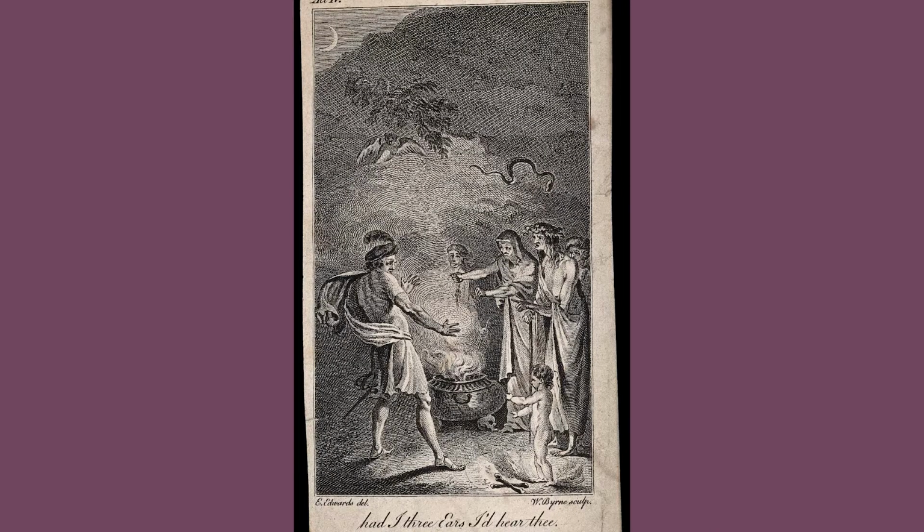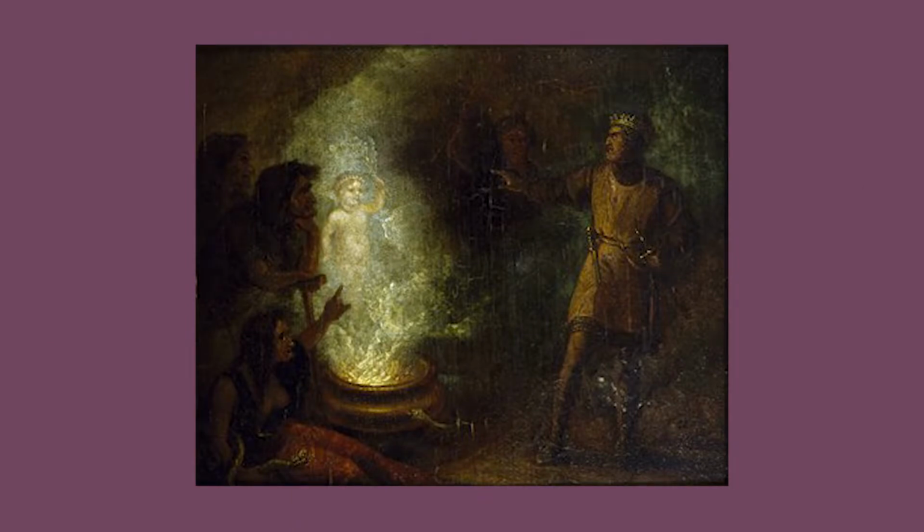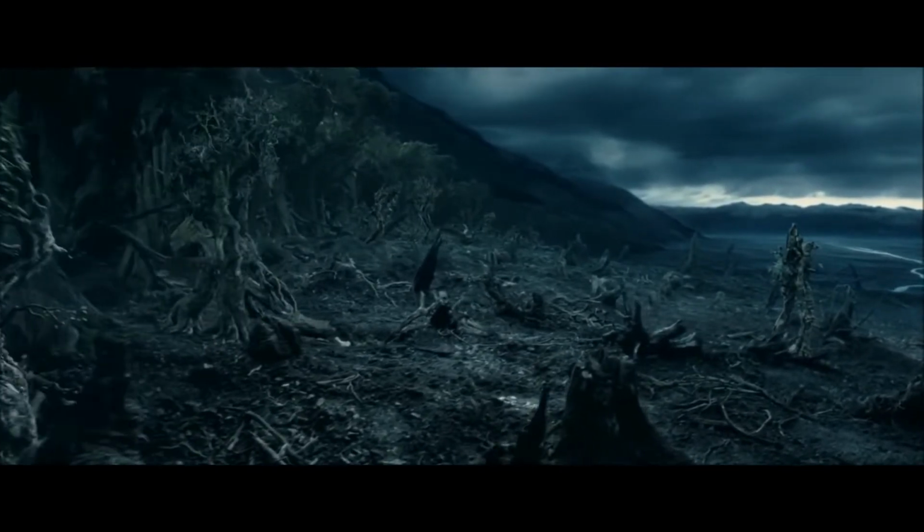The second apparition is of a bloody child. The second apparition says, "Macbeth, Macbeth, Macbeth. Be bloody, bold, and resolute. Laugh to scorn the power of man, for none of woman born shall harm Macbeth." And then the third apparition is a child crowned with a tree in his hand, and Macbeth asks, "What is this?" The witches tell Macbeth that he will never be defeated unless Great Birnam Forest moves to Dunsinane Hill.